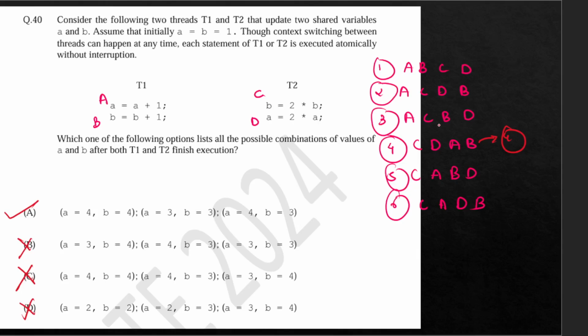5 and 6 are more options by which we can get the answer. So if you try this, C, so this will be 2, this will be 2. After that B, so this will be 3 and D, so this will be 4. Again, A is equal to 4, B is equal to 3. This combination we have already seen. And similarly, you can check for the sixth one also. Alright everyone, I hope you got the idea how to solve such questions.